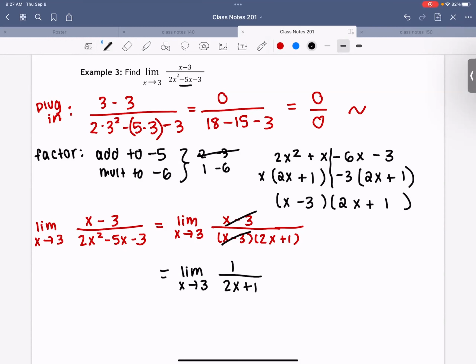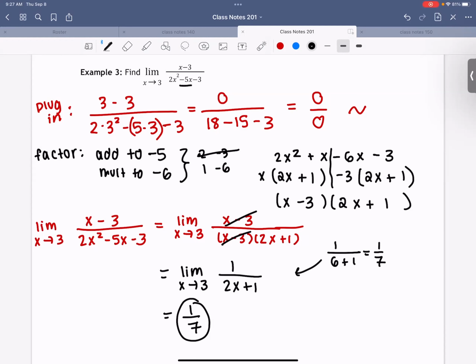Okay. All right. Now what can we do? Plug in 3. Yeah, we can plug in 3. Let's see what happens when we plug in. I'll do it on the side here real quick, just to make sure I can write an equal sign. We got 1 over 2 times 3, which is 6, plus 1. That's giving me a number over a number, right? So I can say that this equals 1 over 7.